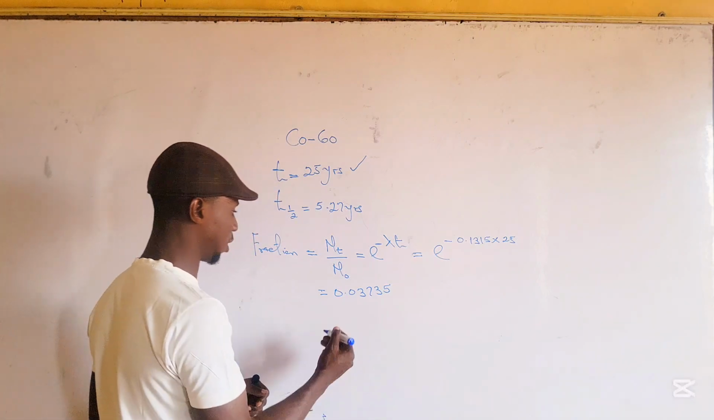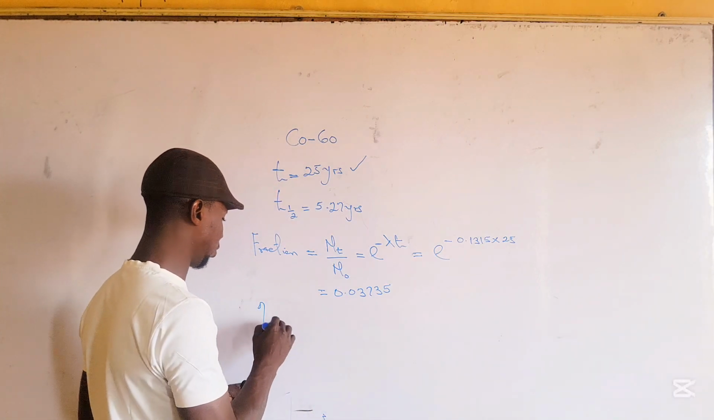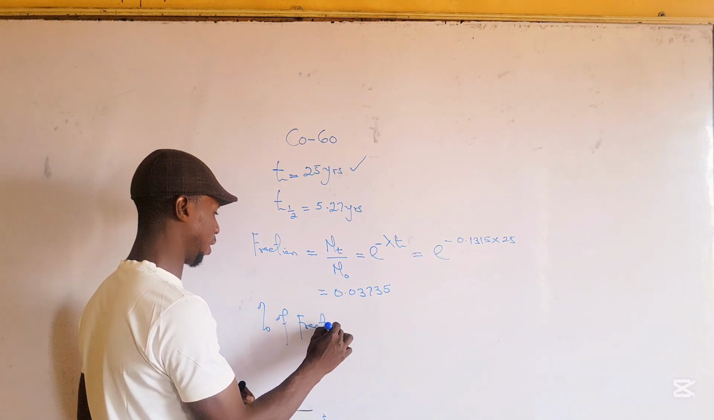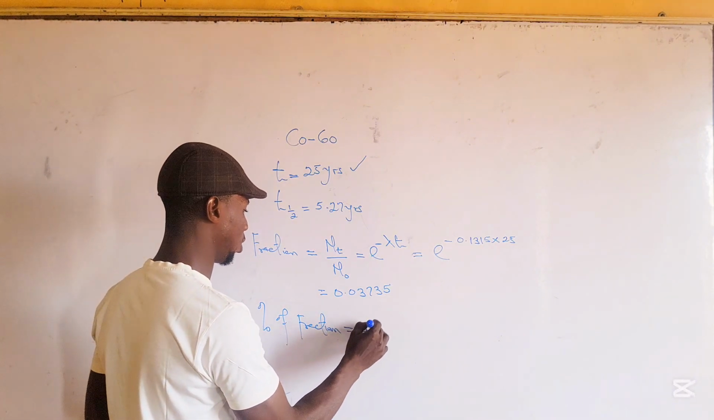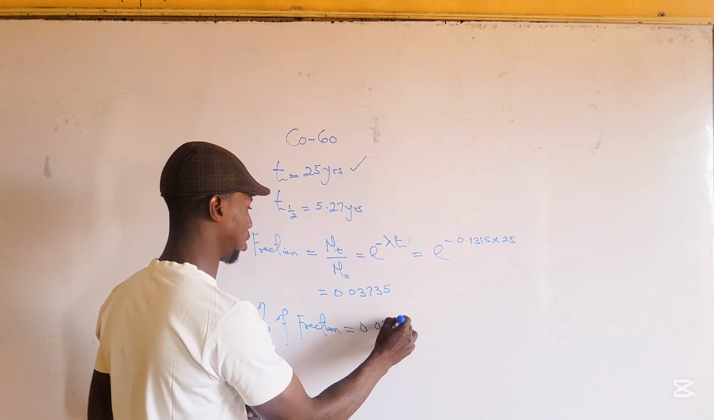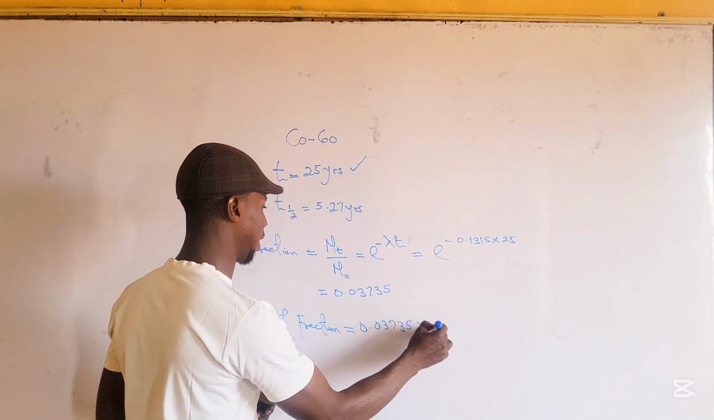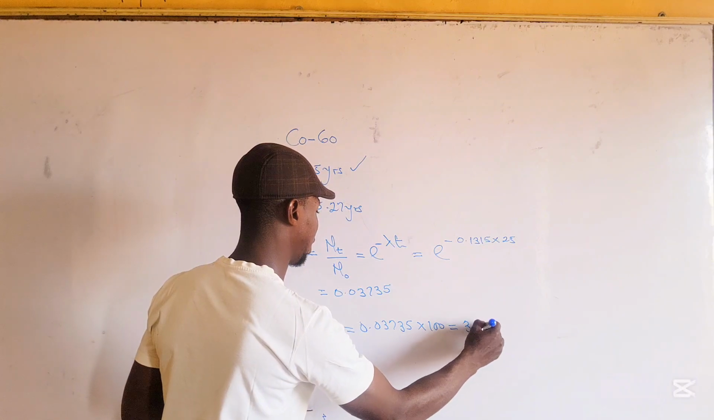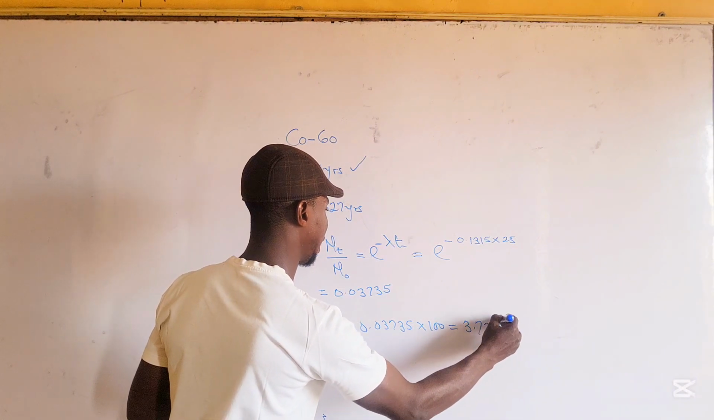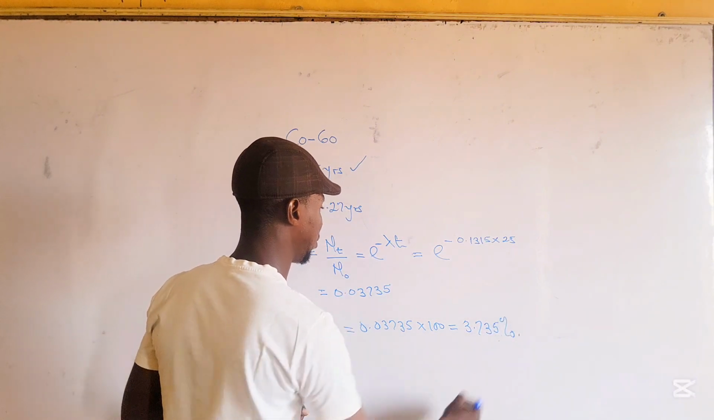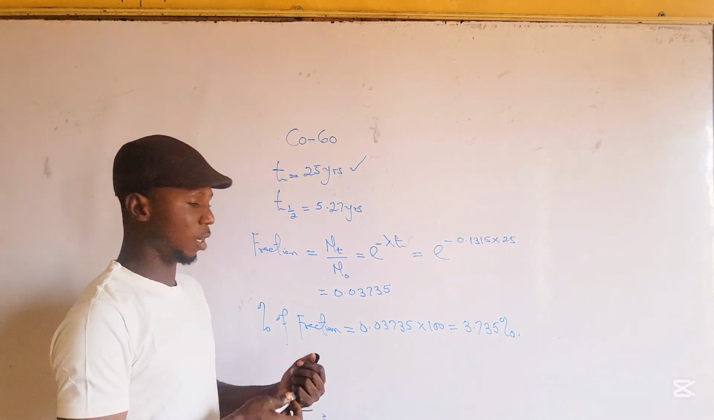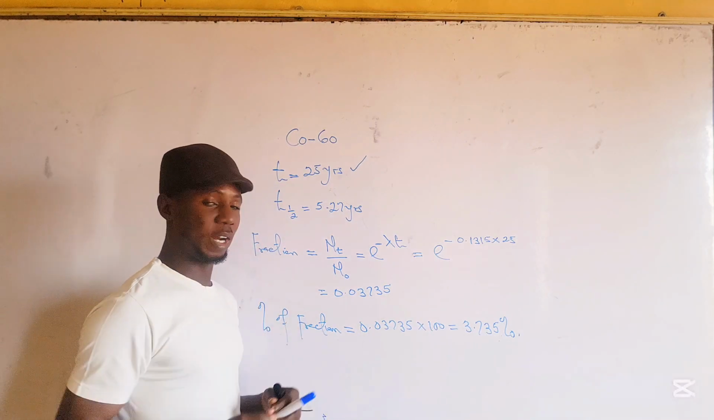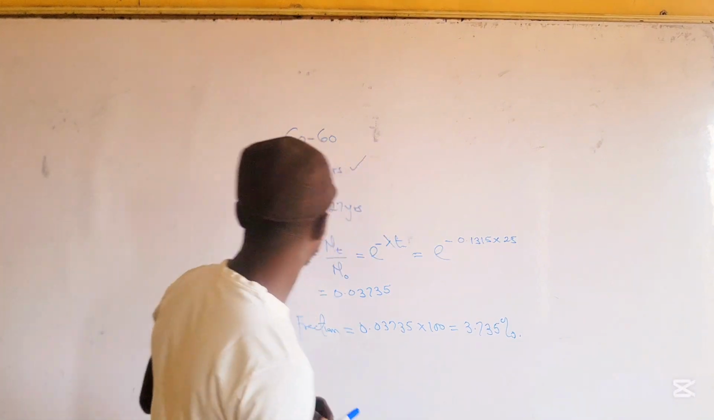So to calculate percentage, just say that percentage of fraction left after 25 years is equals to 0.03735 multiplied by 100, which is equals to 3.735%. That means that the sample reduced from 100% to 3.735% in 25 years. So that's for the first question.